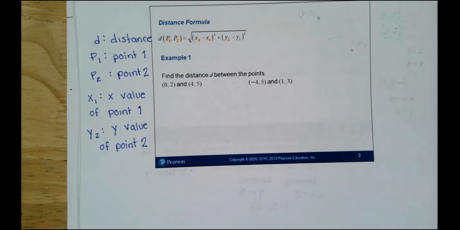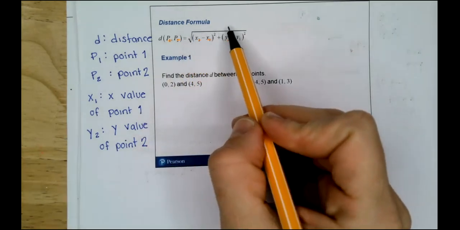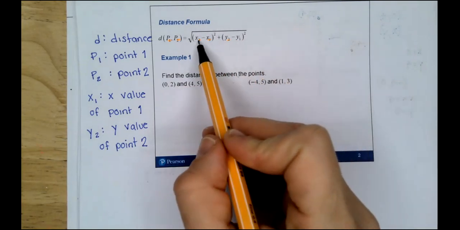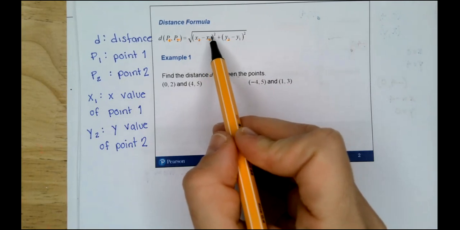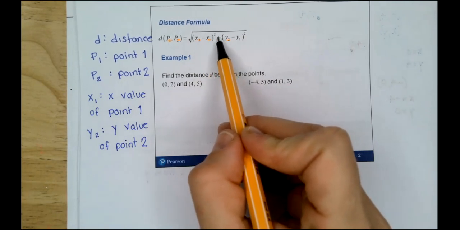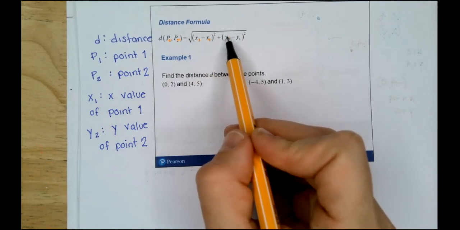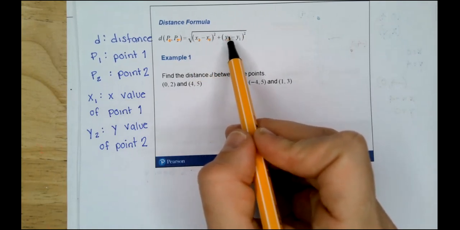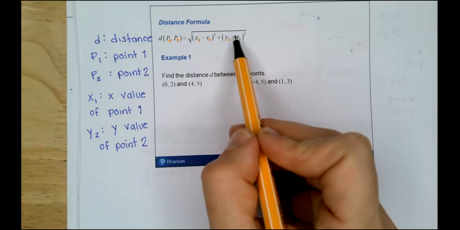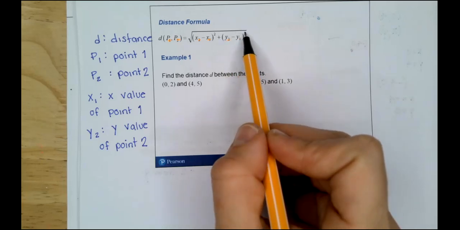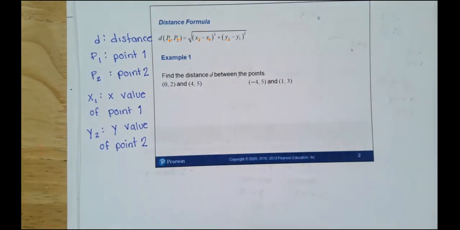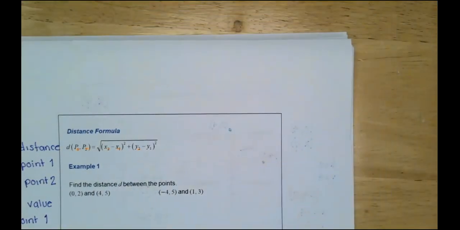The distance formula is saying that the square root of the second point's x value minus the first point's x value squared, plus the second point's y value minus the first point's y value quantity squared, is how far away the 2 points are from one another.